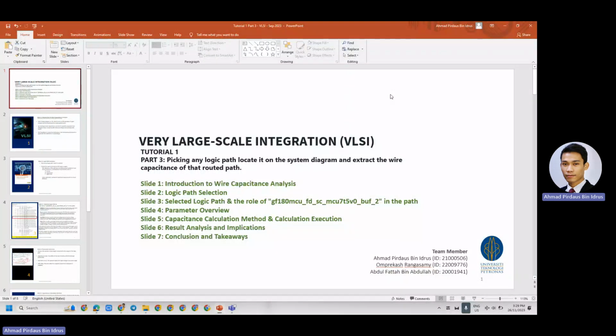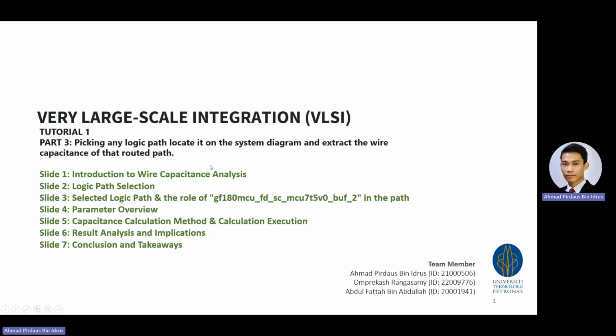Today I'll be presenting VLSI tutorial 1, that is picking any logic path and finding the capacitance of the routed path. Now we have divided this into 7 slides to briefly explain the process.